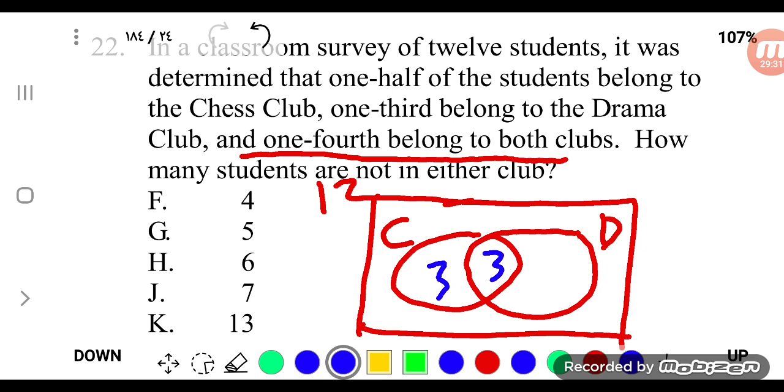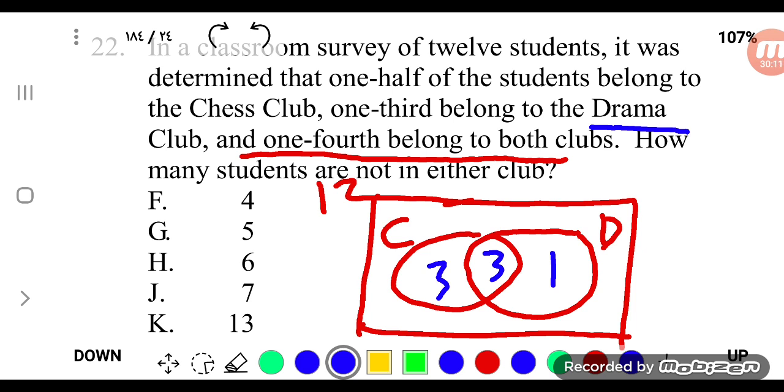Now also, 1/2 of the students belong to chess, 1/3 belong to drama. Drama is 1/3 of 12, which is 4, which means the drama circle should have 4 people, so the drama-only region is 1.